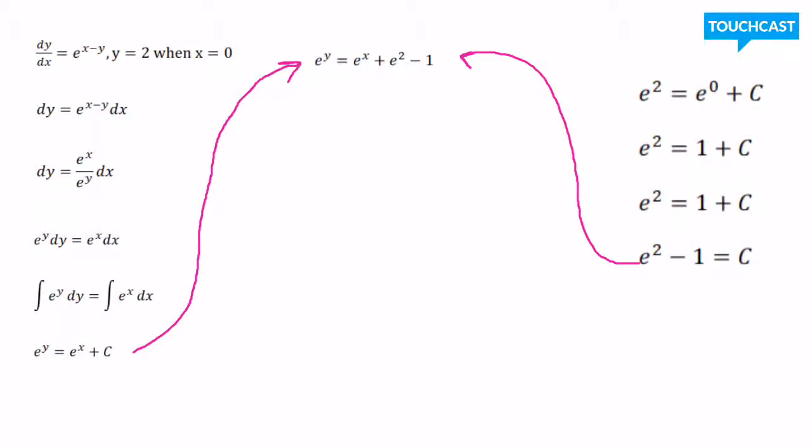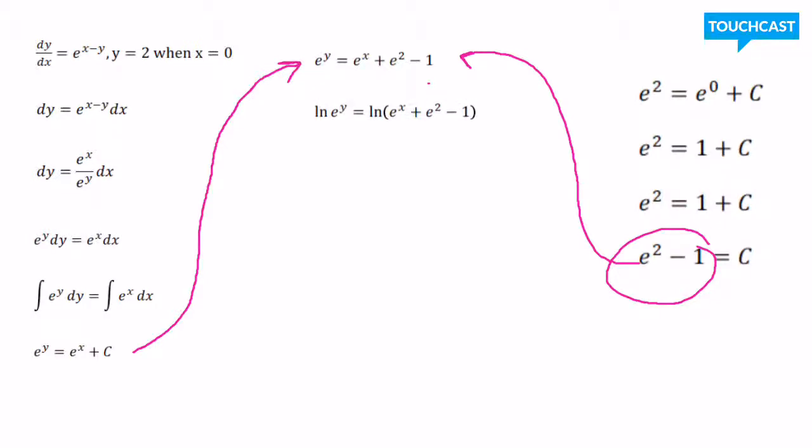Now that I've found c, I'm going to pick back up where I left off. I had e to the y is equal to e to the x plus c, but now I know what c is. I know c is equal to e squared minus 1. So I'm going to replace the c with e squared minus 1. My next step, my last step actually, I'm trying to get y by itself. So what's happening to y on the left-hand side? Well, y is the exponent on a base of e. So to undo an exponent on a base of e, we're going to take the natural logarithm of both sides.